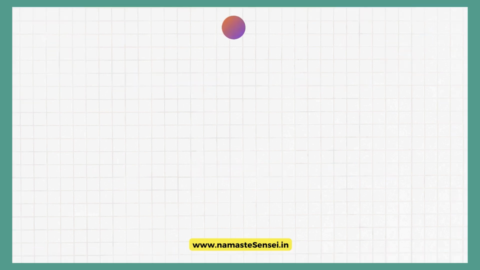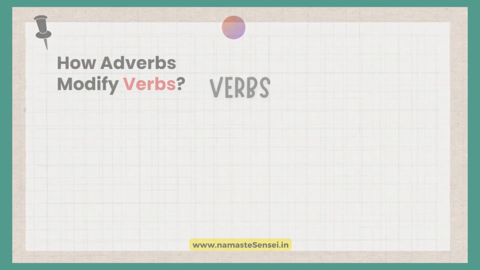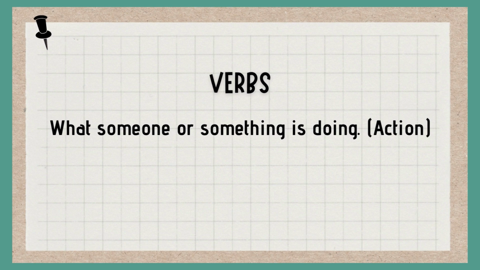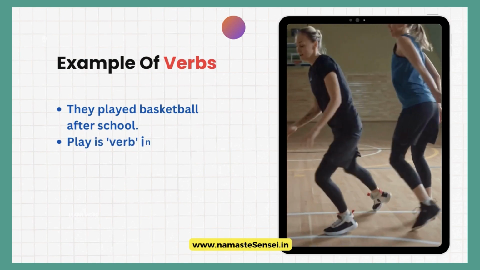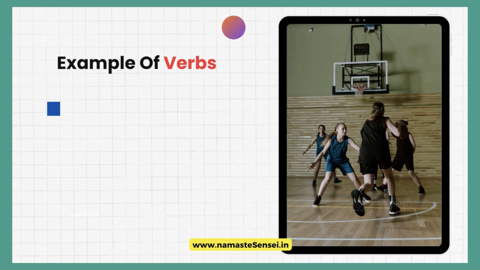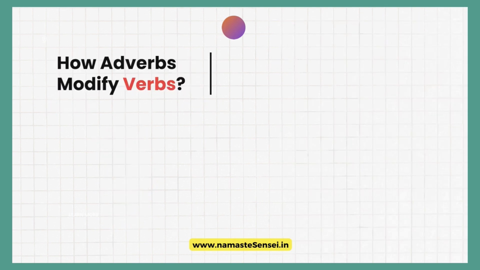First, I will start with how adverbs modify verbs. If you don't know what verbs are, I will explain in brief. In simple terms, a verb is a word that shows what someone or something is doing or what state they are in. It basically describes an action by the subject. For example, they played basketball after school. In this sentence, played is the verb as it is telling about the action performed. If you just ask the question what action they did, you will get the answer played. So play is the action which is performed, and it is the verb.